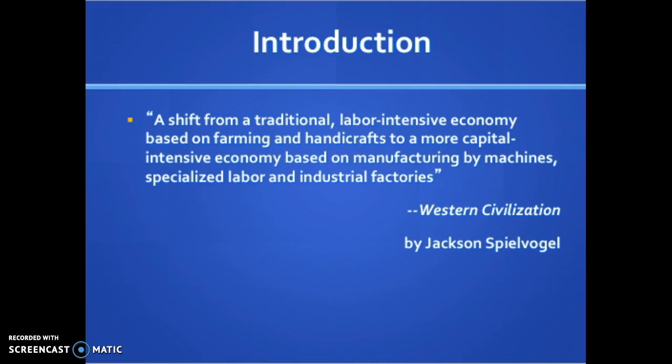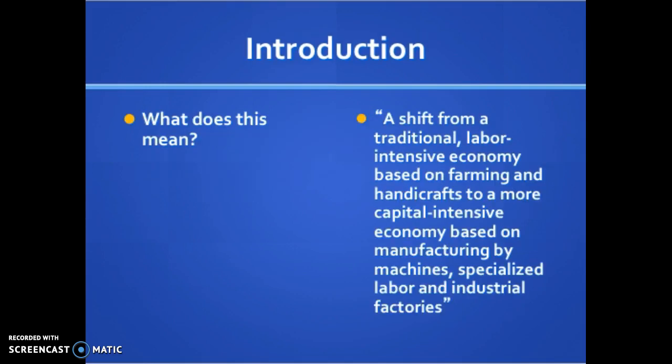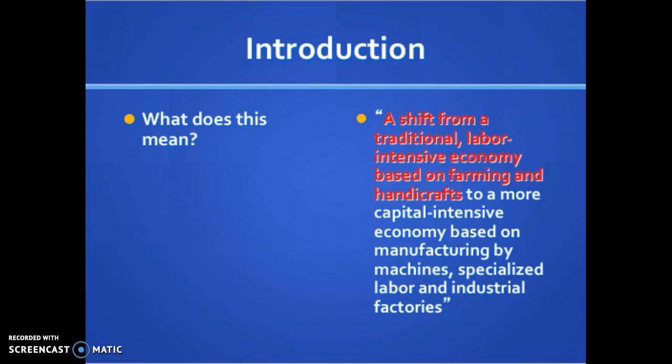So what was the Industrial Revolution? Well, according to Jackson Spielvogel, quote, it was a shift from a traditional labor-intensive economy based on farming and handicrafts to a more capital-intensive economy based on manufacturing by machines, specialized labor, and industrial factories, end quote. But what does this mean?